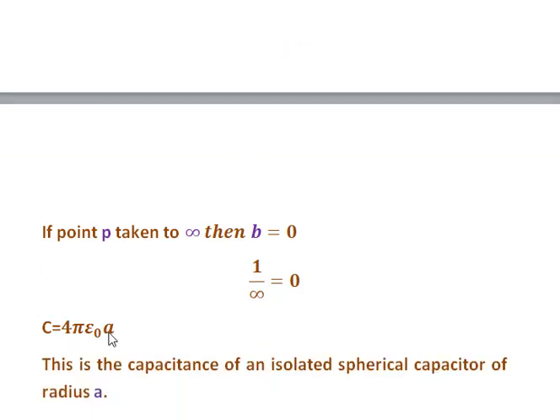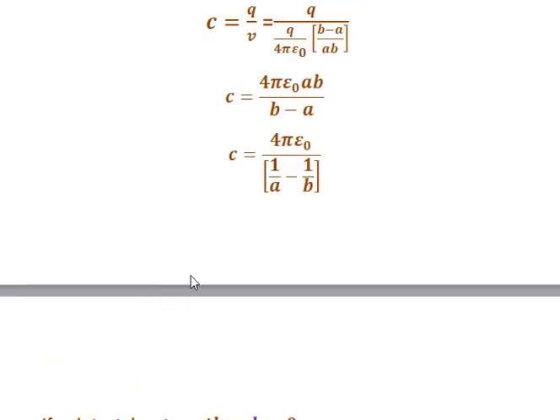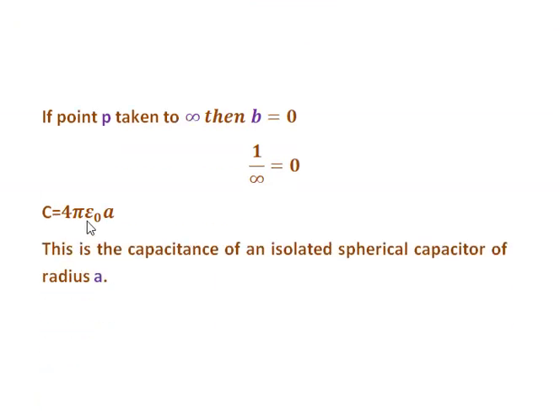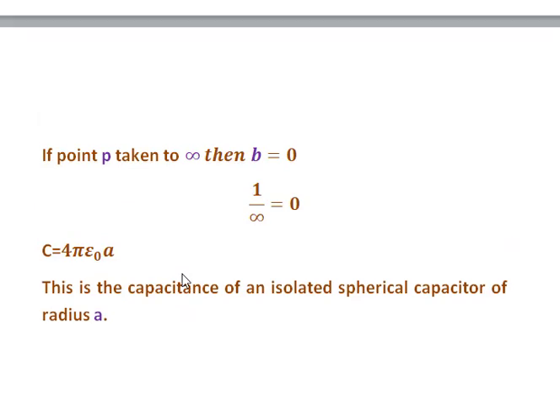So C is equal to 1 by (1 by a). As it vanishes, the a goes to the upper side in the numerator. So C is equal to 4 pi epsilon naught a. So this is the final equation. This is the capacitance of an isolated spherical capacitor of radius a.